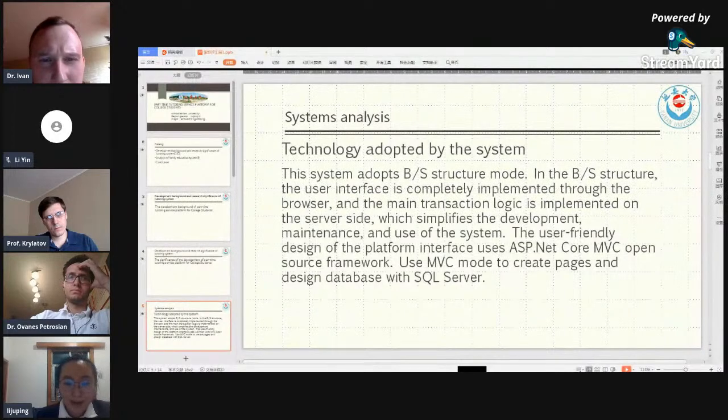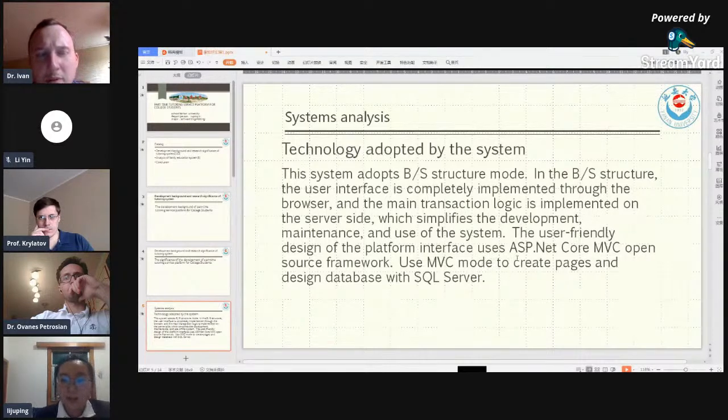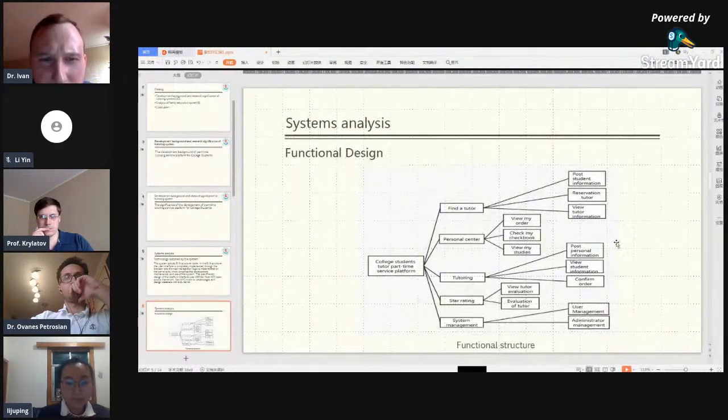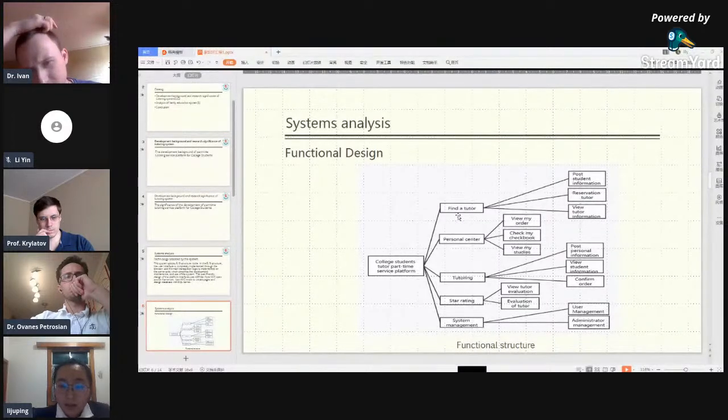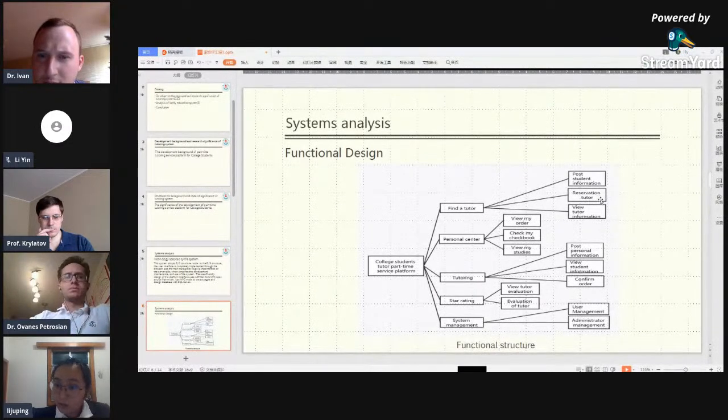The technique adopted by the system. This system adopts the B/S structure model. The user-friendly design of the interface uses ASP.NET Core MVC, with the database in SQL Server. Function design. In this system, we have a find-a-tutor model, personal center model, tutoring model, star rating model, and system management model. In the find-a-tutor model, we have a post-student information model, reservation tutor model, view tutor information model, and so on.